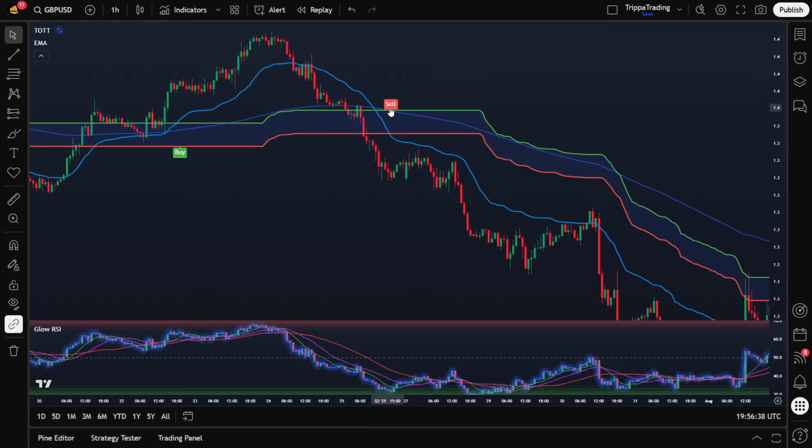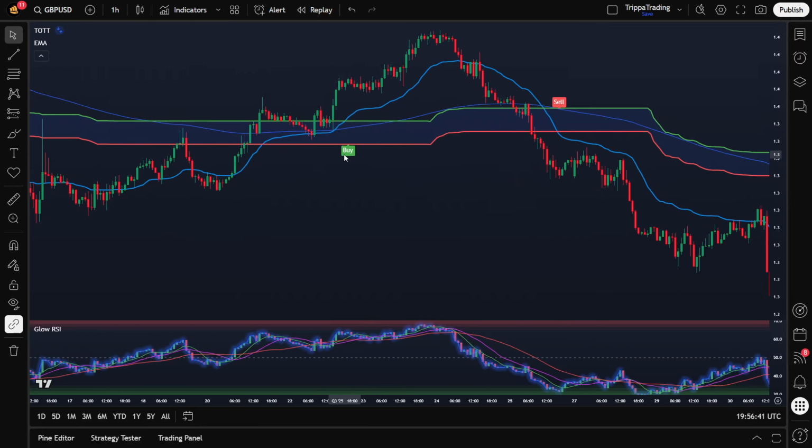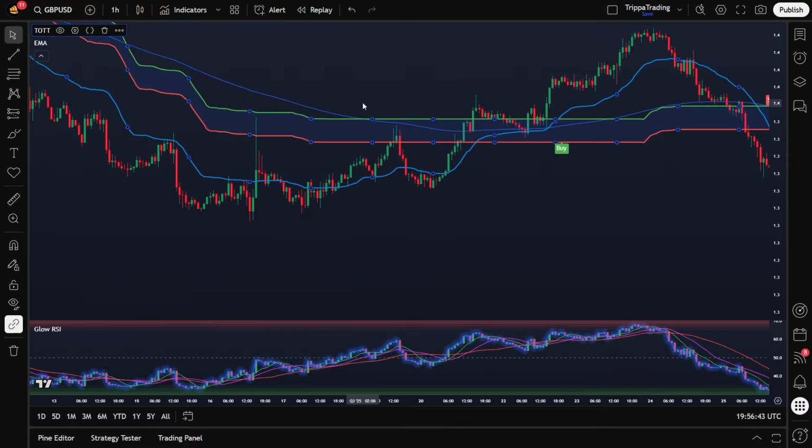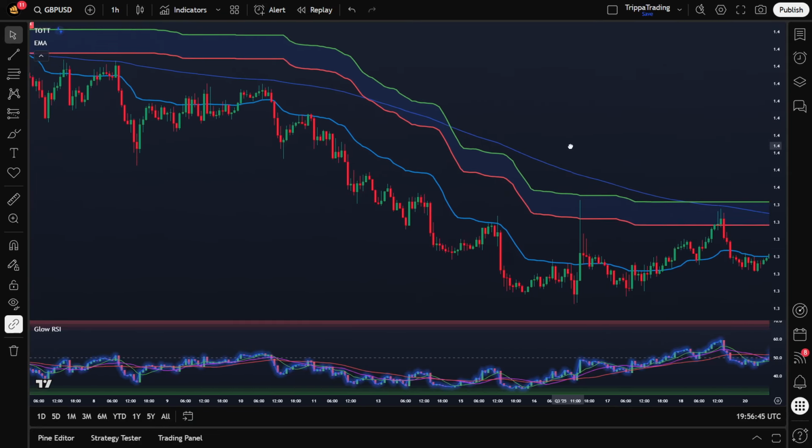Trading doesn't have to be complicated. Keep it simple, stay disciplined, and you'll start catching smoother trends instead of getting stuck in market noise.